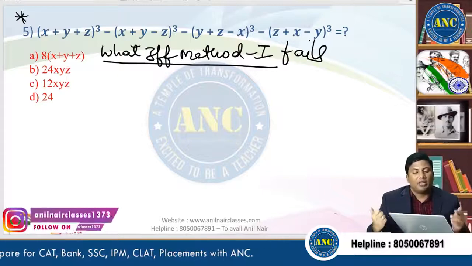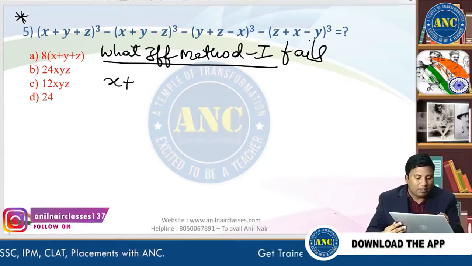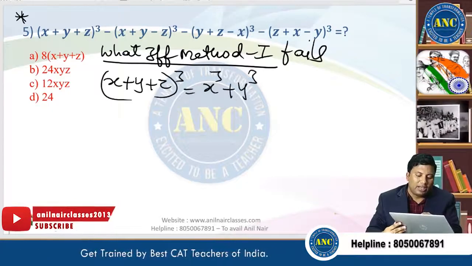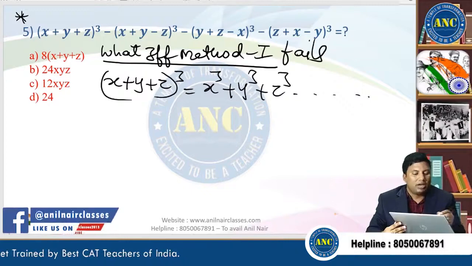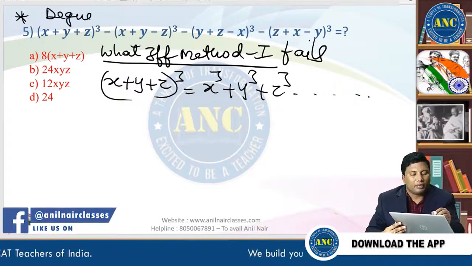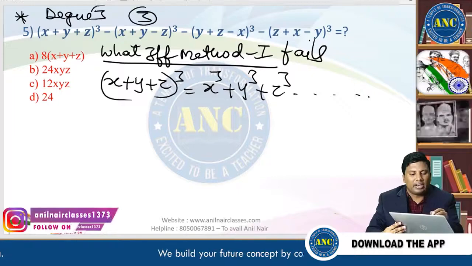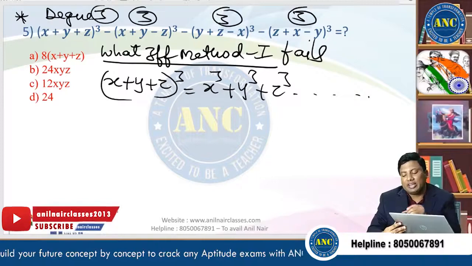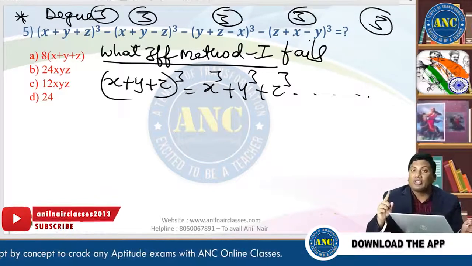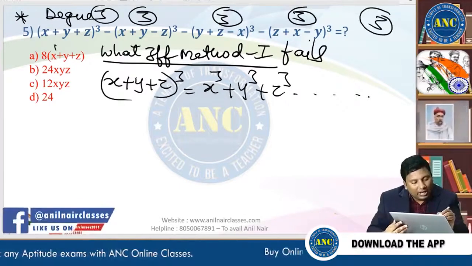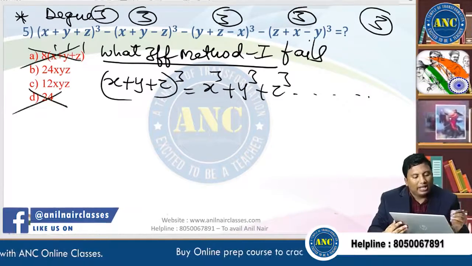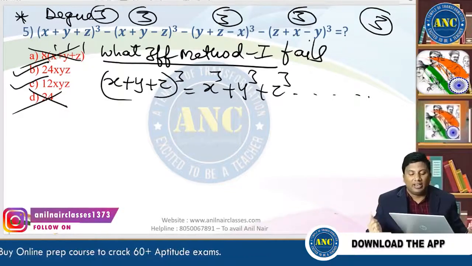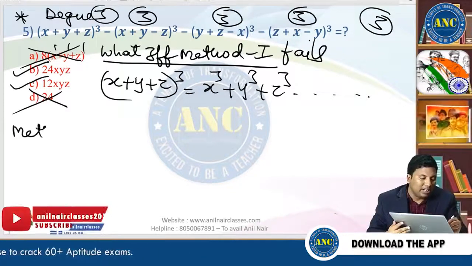It is failing right now. If you see here, x plus y plus z whole cube. This is nothing but x cube plus y cube plus z cube and so on. Degree is 3. Here also negative does not matter. Degree is 3. Degree is 3. Degree is 3. Maximum of 3, 3, 3, 3, 3. It is nothing but 3. Answer degree should be 3. Here degree is 1. Not possible. Degree is 0. Not possible. Two options are there. So method 1 is failing. Method 1 is degree checking.